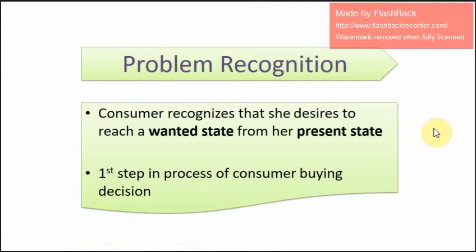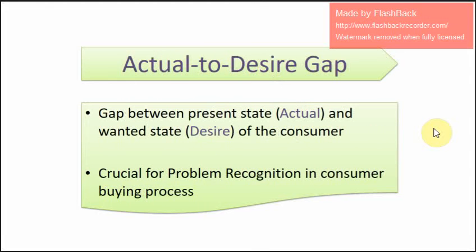In problem recognition, a consumer recognizes that she wants to go to a new state. Let's call this state the wanted state, from her current state. Let us call this current state the present state. Unless a consumer really recognizes that he or she wants to go from the present state to a wanted state, a consumer will not initiate the process of buying. That is why this is called the first step in the consumer decision making process.